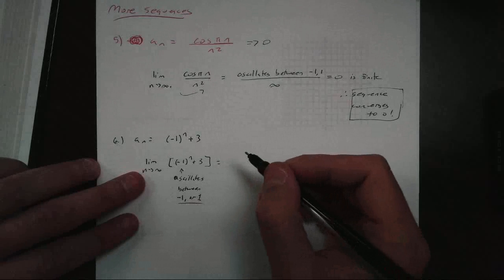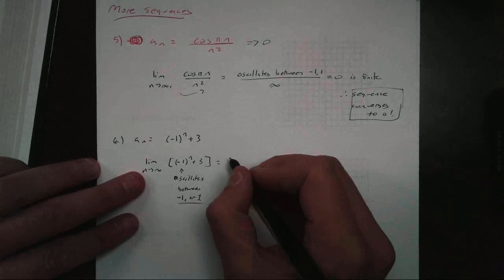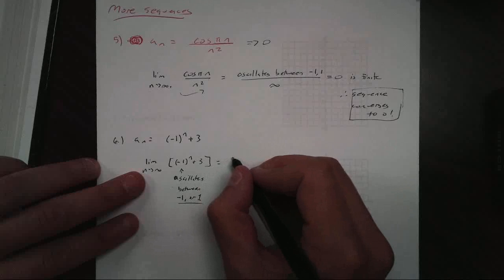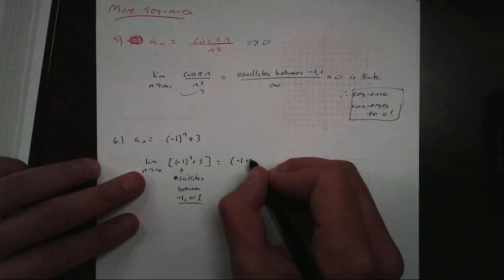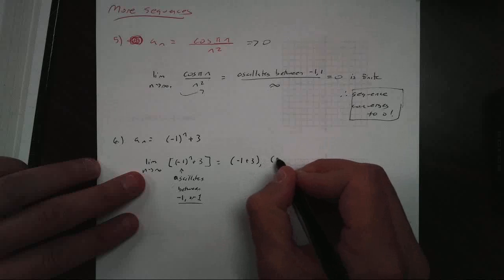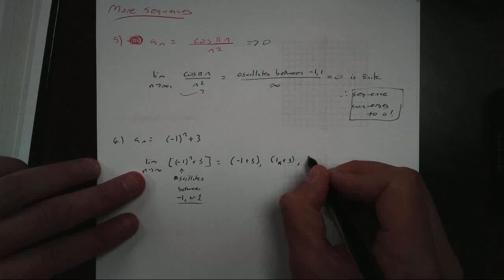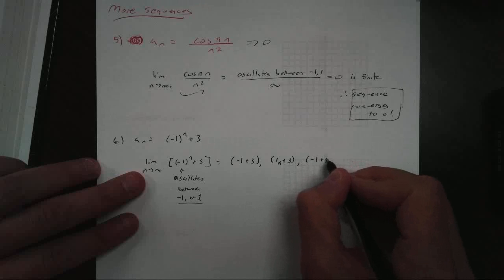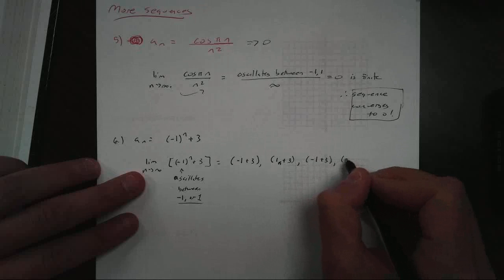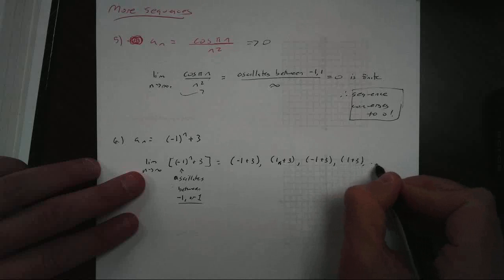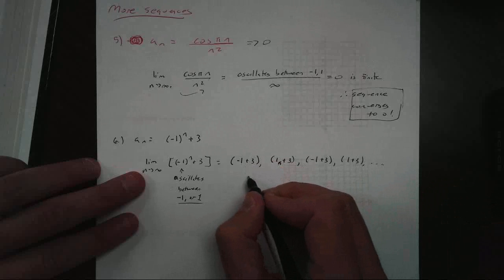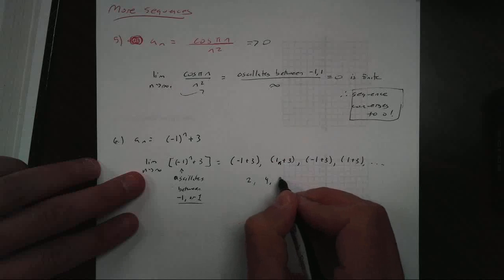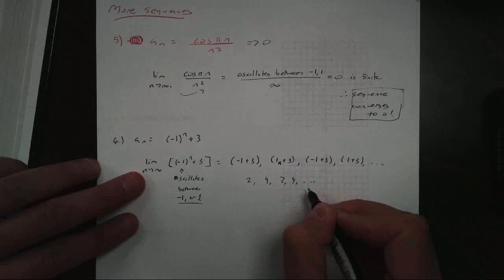So my first term in my sequence, if I were to list it out, would be negative 1 plus 3. My second term would be positive 1 plus 3. My next term, negative 1 plus 3. And my next term, positive 1 plus 3. And so on and so forth. So it's basically going to be 2, 4, 2, 4, and so on and so forth.